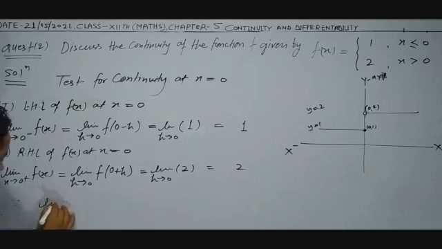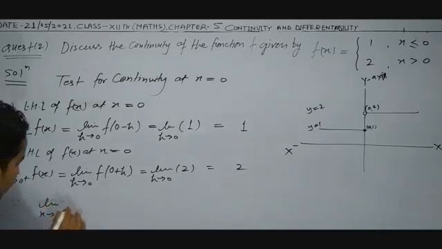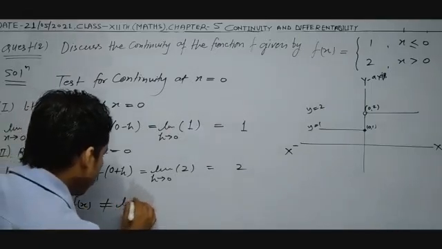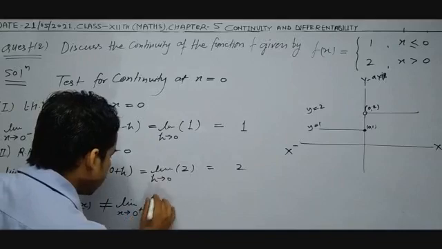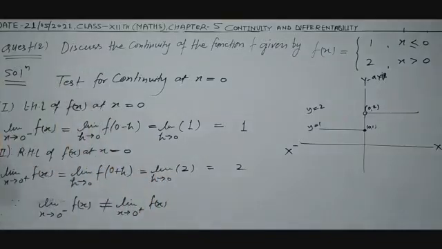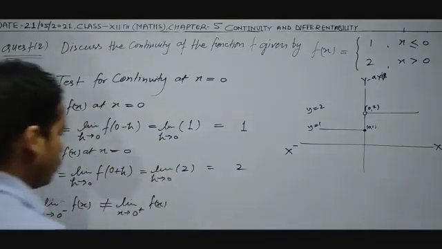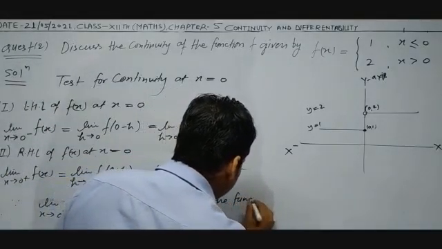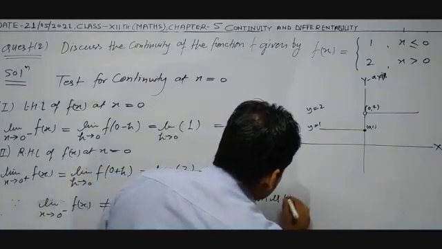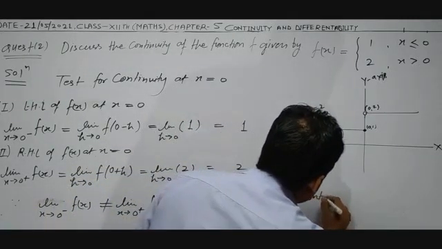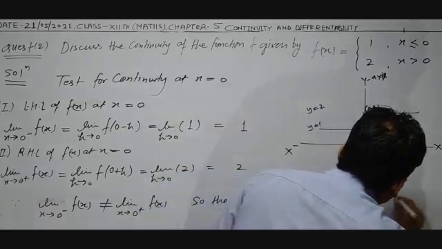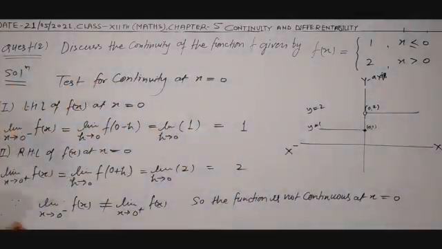Limit x tends to 0 minus f(x) is not equal to limit x tends to 0 plus f(x). So the function is not continuous at x is equal to 0. The function is not continuous at x is equal to 0. This is the answer.